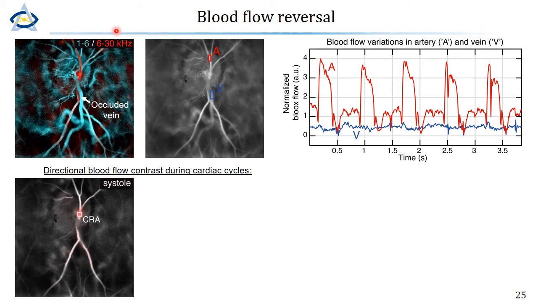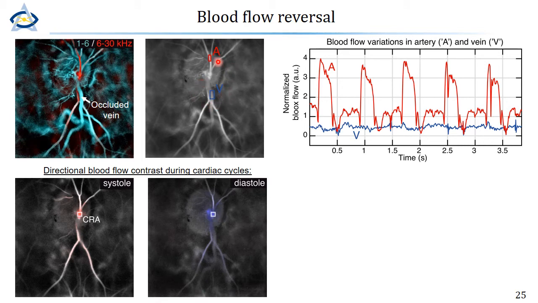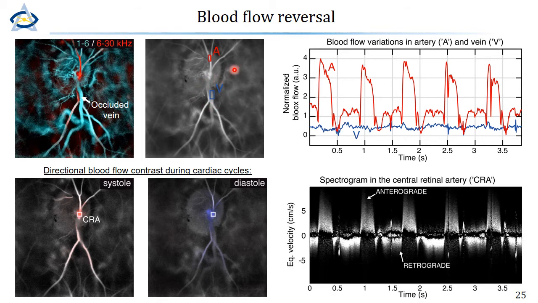And with the directional blood flow contrast, we've been able to see that during systole the contrast is red, and during diastole the contrast is blue in the artery. And if we now look at the central retinal artery with a spectrogram representation of the changes of Doppler spectrum, we can very well see that the first wave is going forward, and the second wave here is going downward. So, I mean, the systolic wave is anterograde and the diastolic wave is retrograde.